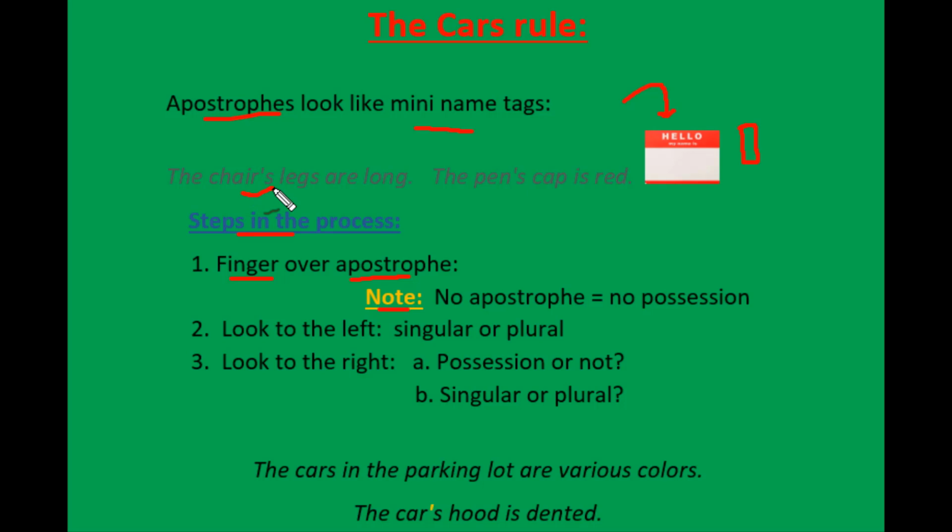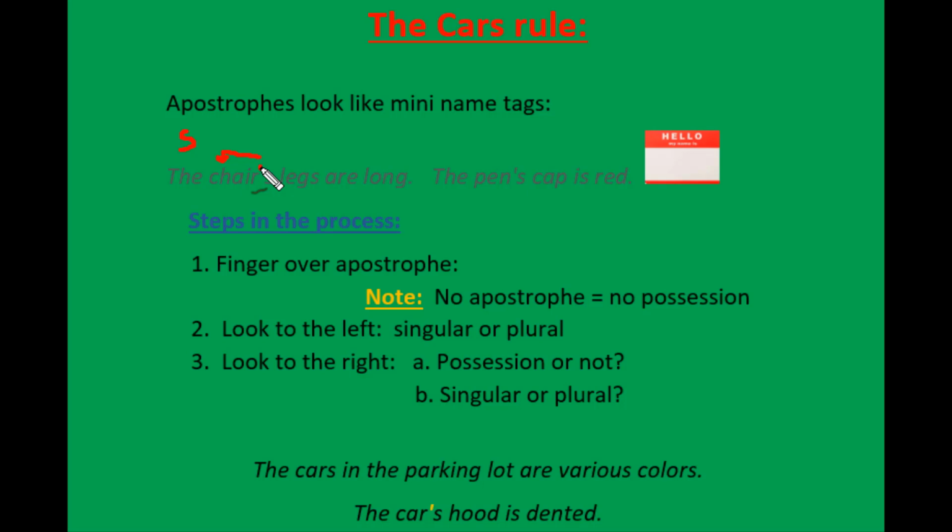Step number 2. Now, once we have our finger still over the mini name tag, we're going to look to the left and ask ourselves, is that word singular or plural? Step 1, put your finger over the mini name tag. Step 2, let's look to the left. When we look to the left, we see that the word is chair. That's singular. One chair with possession.